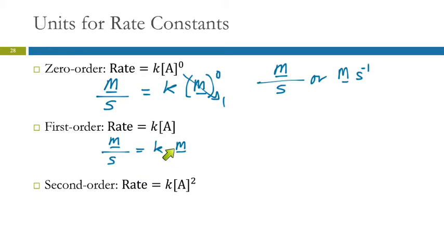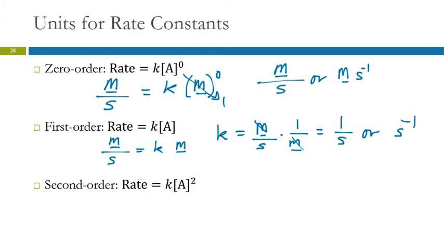Well, we could just treat these units as variables and rearrange it and solve for K. We do that, so we divide both sides by molarity. We end up with K equals molarity per second times 1 over molarity, and the molarities cancel out. And so we end up with a unit of 1 over seconds, or s to the minus 1. The unit on the rate constant changes because the relationship between the rate and the concentration is different.